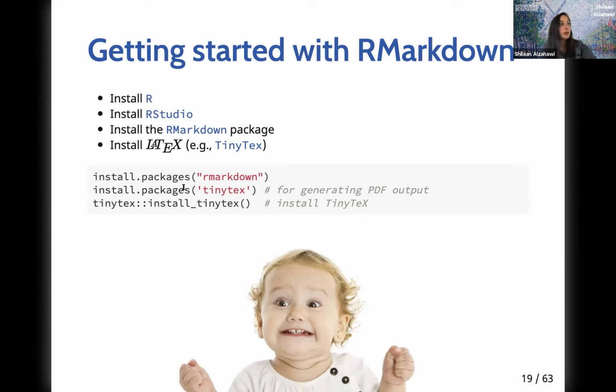The way you install R Markdown is just by running in your R console install.packages, and then between parentheses and quotation marks, rmarkdown. And we'll do the same thing for TinyTeX, which is a LaTeX distribution. And LaTeX is what you need to generate PDF output from R.